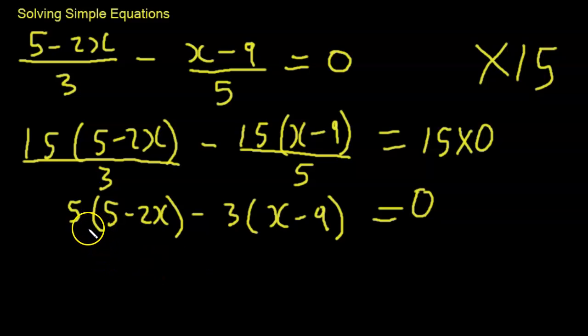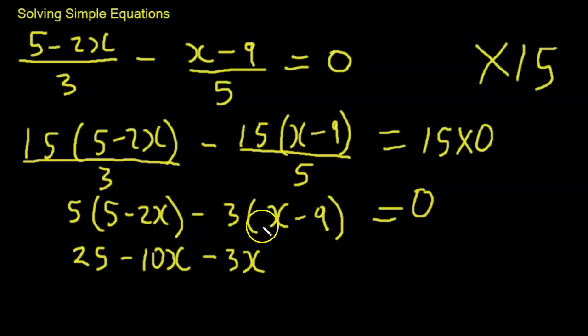For the first bracket, multiply each term inside by 5. So 5 times 5, that's 25. 5 times minus 2x, so 5 times minus 2, that's minus 10. Signs are different, so the result is negative. Next bracket, we're multiplying by minus 3, so minus 3 times x, that's minus 3x. And minus 3 times minus 9, remember negative times negative gives us positive, so positive 27.